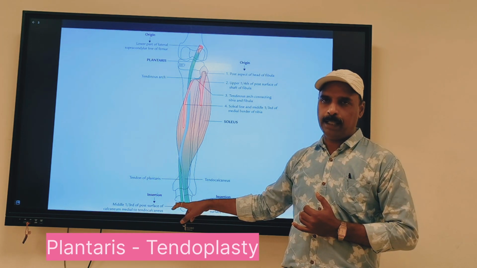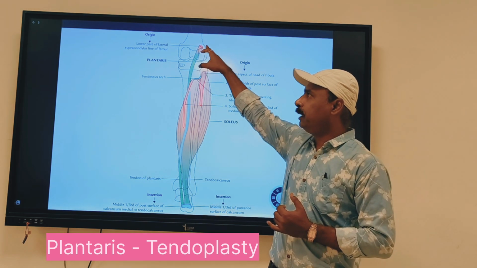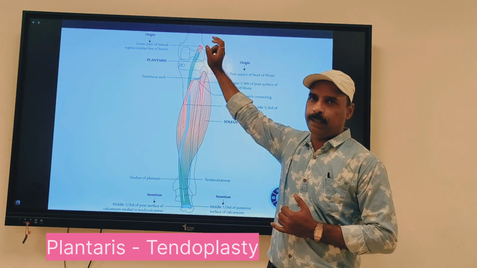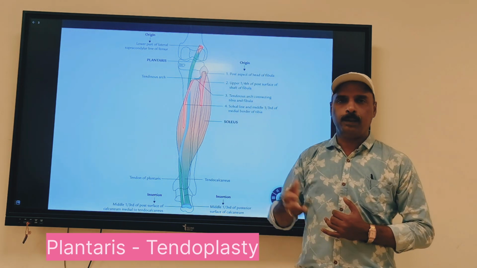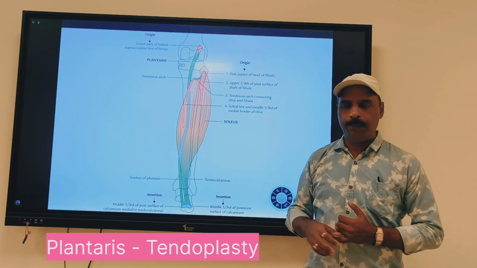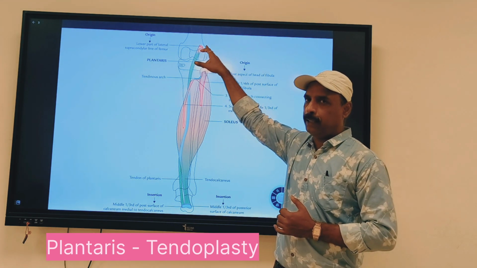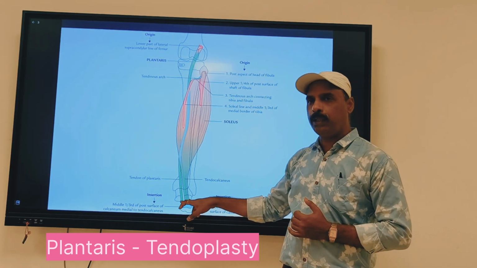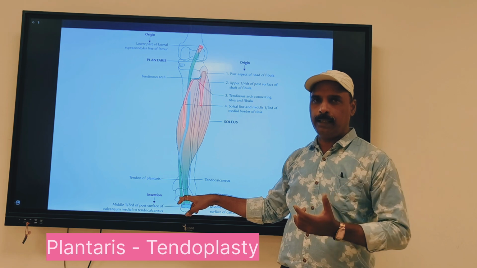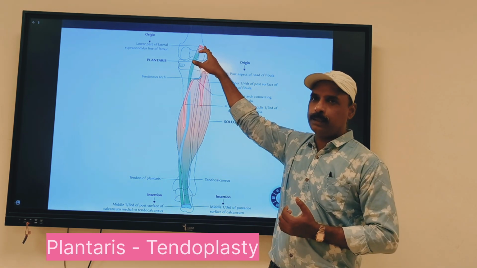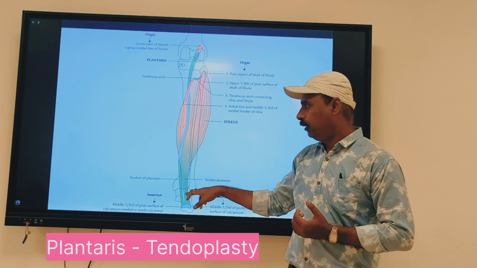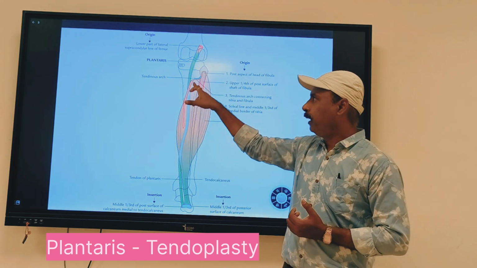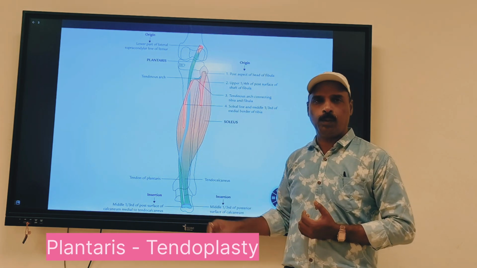Regarding the origin of the plantaris, it arises from the lower part of the lateral supracondylar line of the femur. Then the insertion is medial to the tendocalcaneus, at the calcaneus bone. It has a small belly and a long tendon. See how it comes from the lateral side and crosses to the medial side. This is the long tendon, shown here in green.